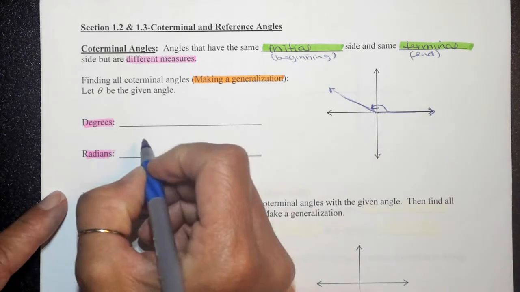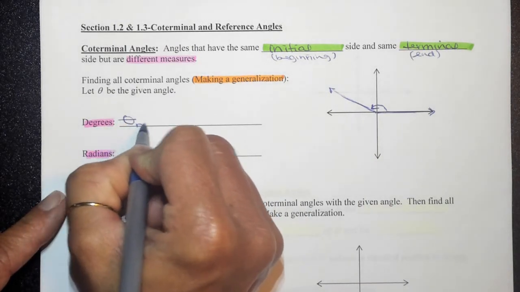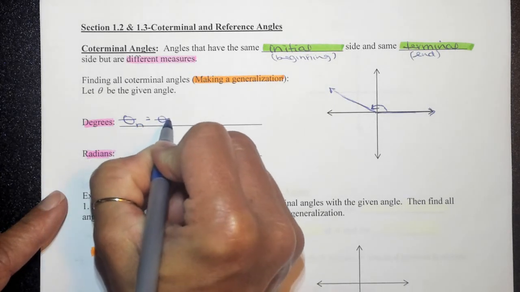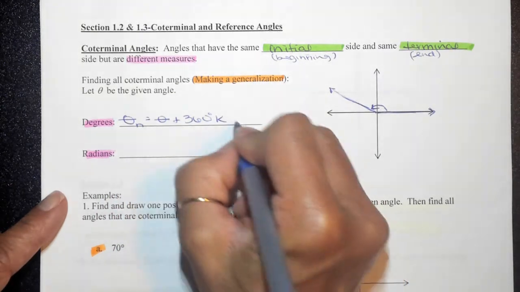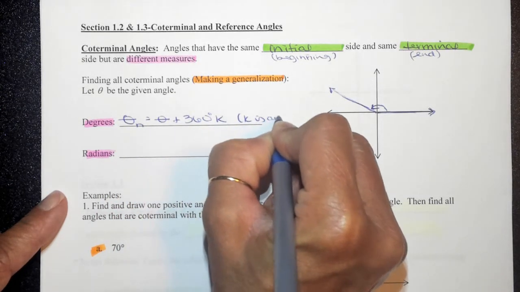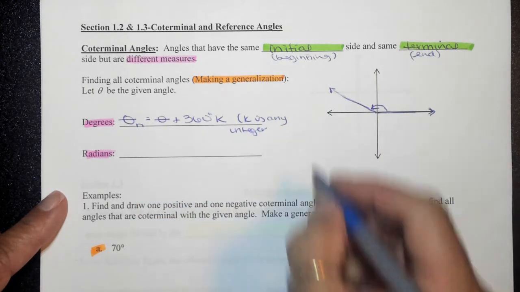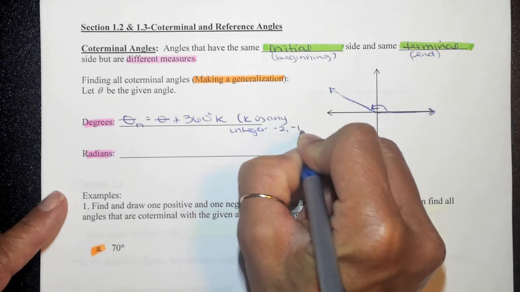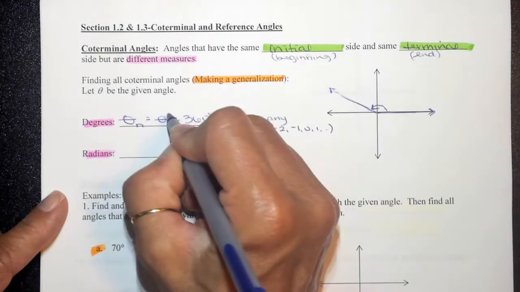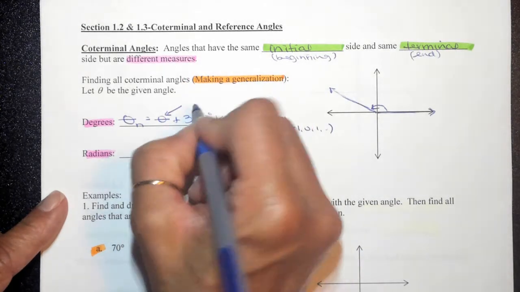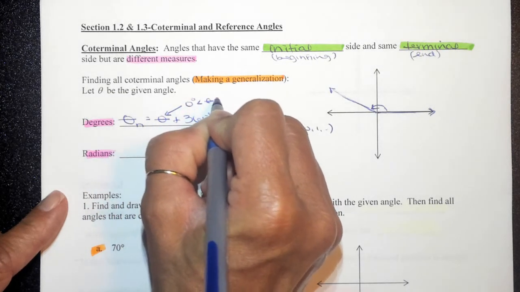So essentially what I'm saying here is, in general, if your angle is in degrees, theta sub n will be equal to theta plus 360 degrees times k, where k is any integer to represent the number of revolutions, meaning -2, -1, 0, 1, and so on. Okay, and this theta right here needs to fall between 0 and 360 degrees.